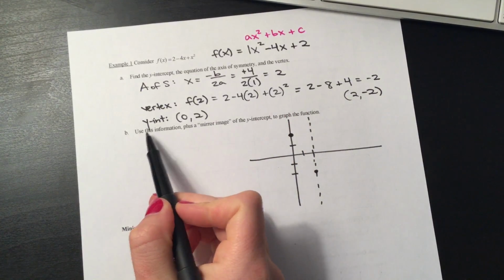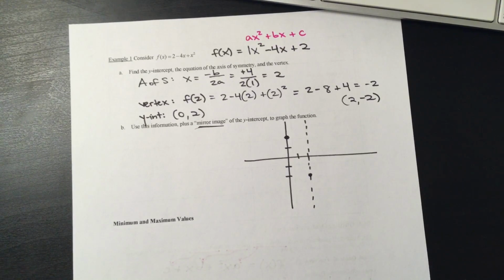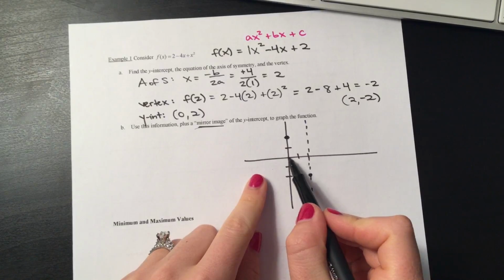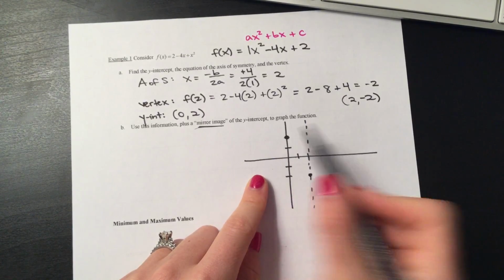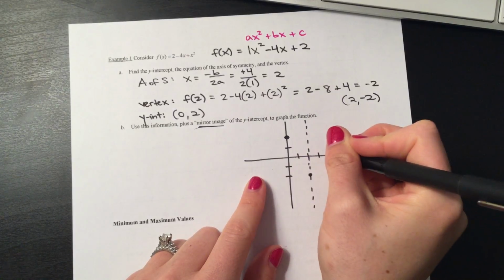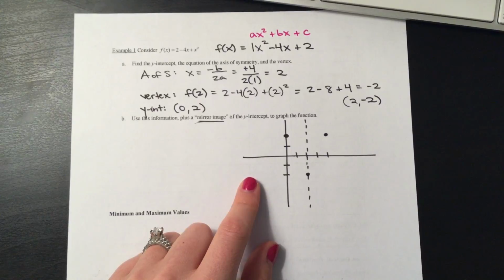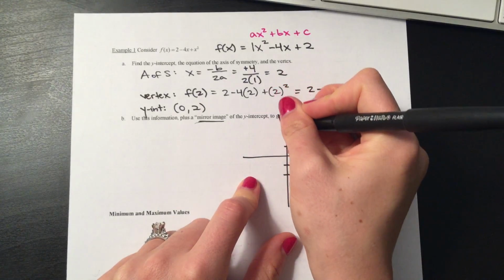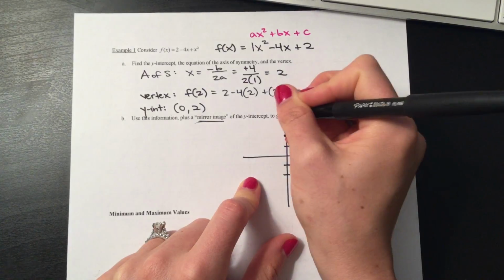Okay, so now last, use this information plus a mirror image. The last thing we're going to plot is that mirror image. So if you look over here, this is 2 units apart. So from the y-intercept to the axis is 2 units apart. So you're going to go another 2 units in the other direction so that you can plot a mirror image point. And the very last step is to connect them using a smooth curve. Okay, so that's your graph.